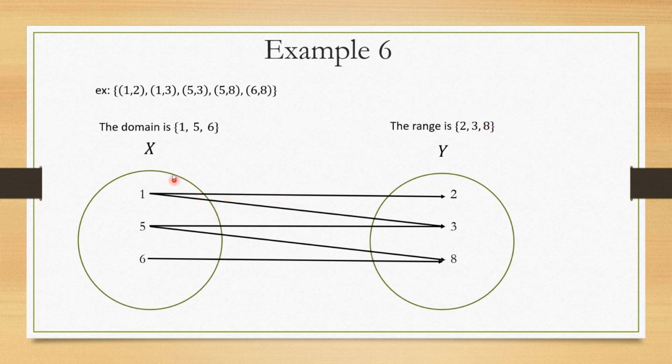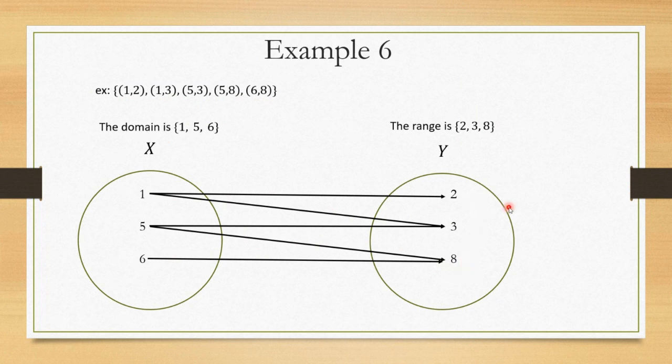So from here, we have 1 going to 2. 1 is also going to 3. So we have 2 arrows coming out of 1. Same thing with 5, right? 5's going to 3, 5's going to 8. As you can see. We also have 6 going to 8. So we have another relation.